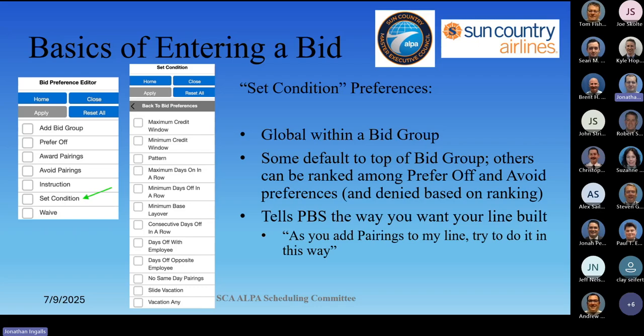You could ask for max days on in a row, max days off in a row, consecutive days off in a row. This is where you choose to say, I want to be in the maximum credit window or the minimum credit window. These are just global rules that you're telling the system, once we start processing my bid, here is how I would like you to process it.